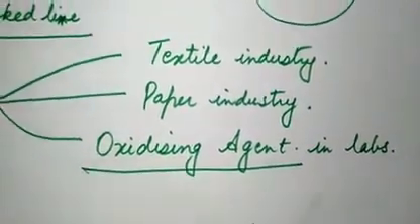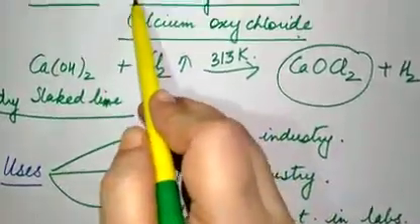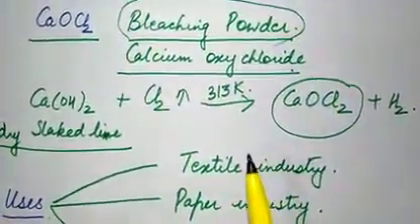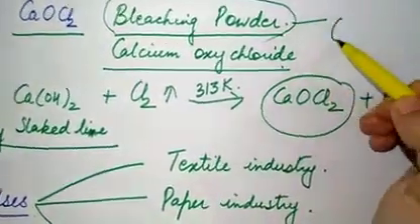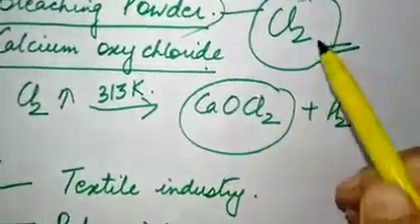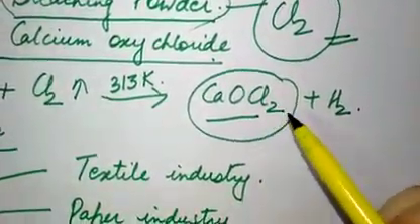Then sometimes a question comes in exam that what is the bleaching agent in this bleaching powder? What is the bleaching agent in the bleaching powder? So that is chlorine. You should know that chlorine is a bleaching agent in the calcium oxychloride or bleaching powder.